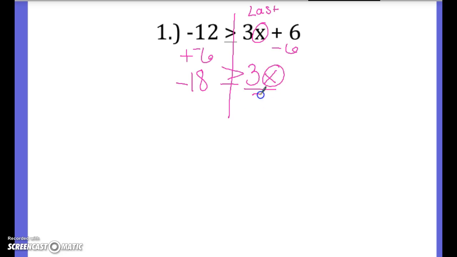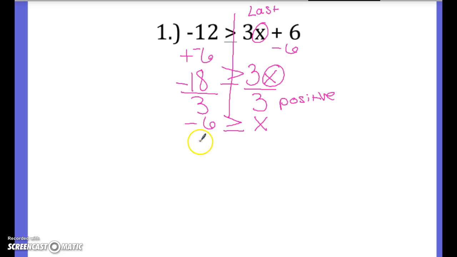We're still solving for x. Since it's times 3, you have to divide both sides by 3. We still keep our greater than or equal to because this was positive. It stays the same. So it's greater than or equal to x. Negative 18 divided by 3 is negative 6.